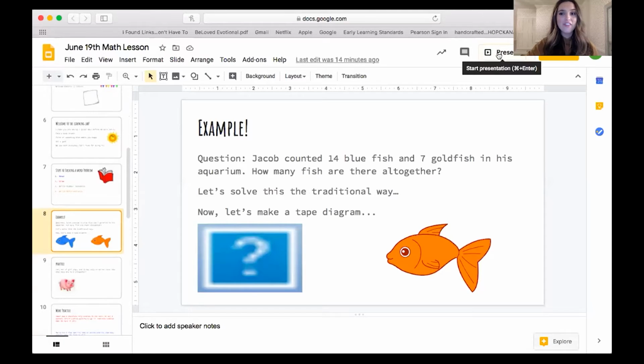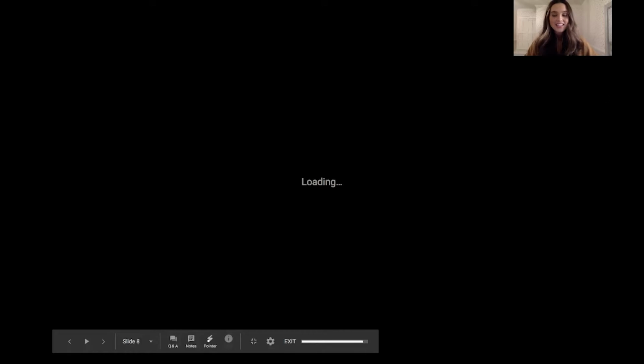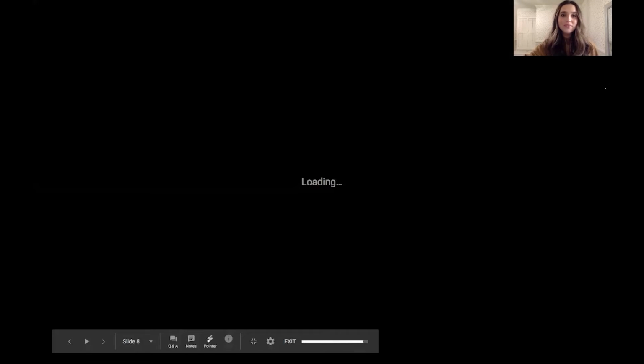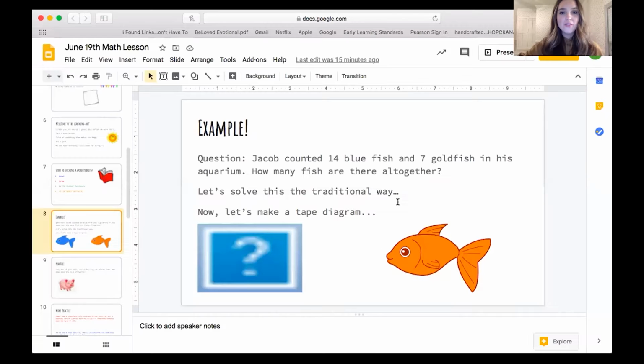Okay, here's our very first example. Let's start by doing the very first step, which is reading. All right, let's see if we can get this to open. Okay, well, we can read it on here.